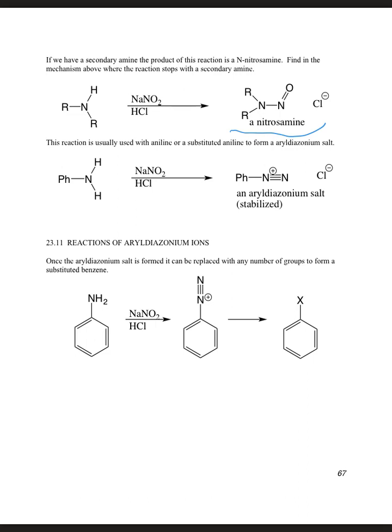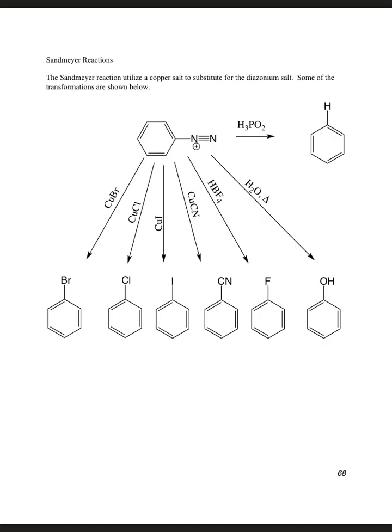So in this, we take aniline, we make the diazonium salt, and then we can do something with it to displace the N2 on the aromatic ring with any number of things. And all of the things we can do, we can put a bromine on it, we can put a chlorine, we can put an iodide, we could put a nitrile, a fluoride, an OH, or we could reduce it down to the hydrogen.